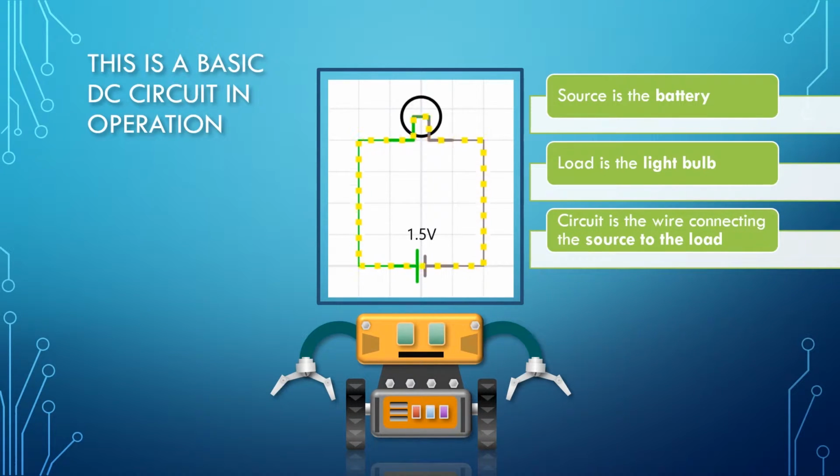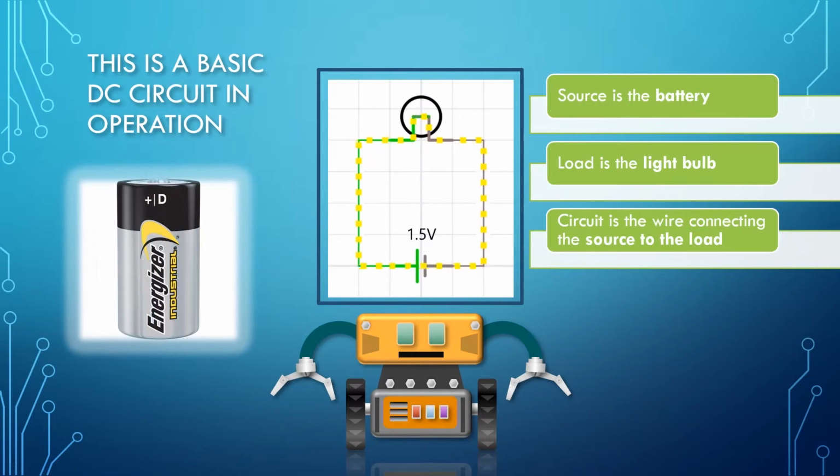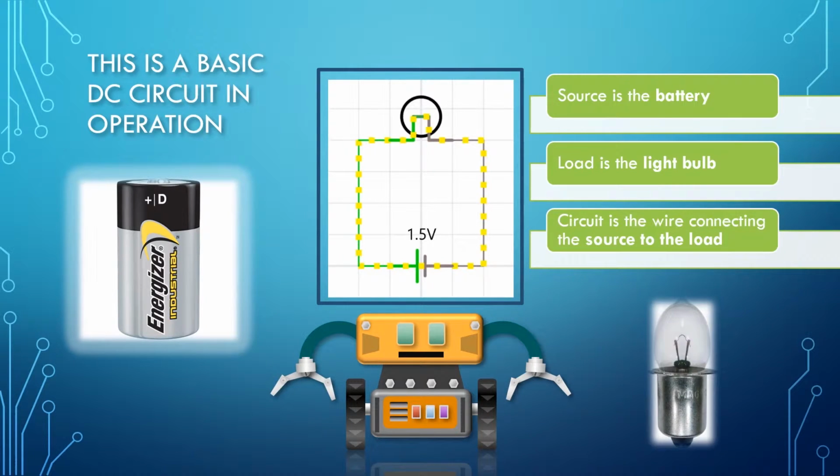To help visualize this circuit, let's look at what a practical source might look like. This is a typical battery. It's a 1.5 volt D-cell battery. The load might be a real light bulb, like this one, used in older flashlights.